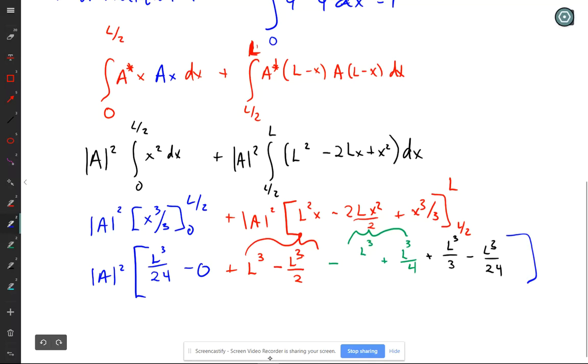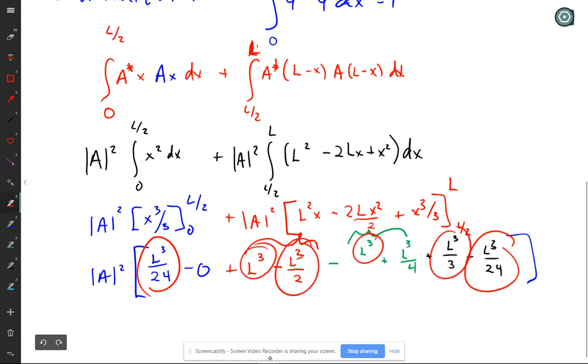But we can now see that this and this add to 0. And this also adds to 0. And this adds to 0. So what I'm left with is |A| squared times L cubed over 4 equals 1. Therefore, A is equal to 2 over L to the 3/2 power.